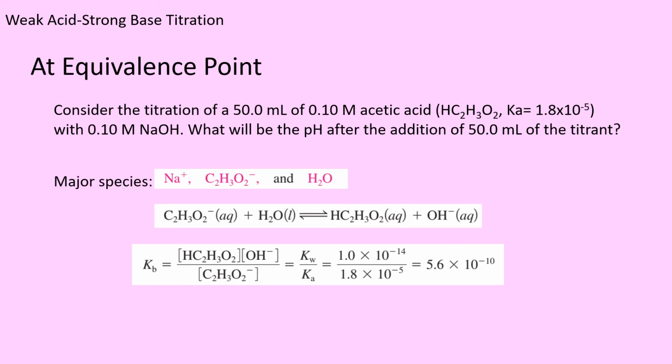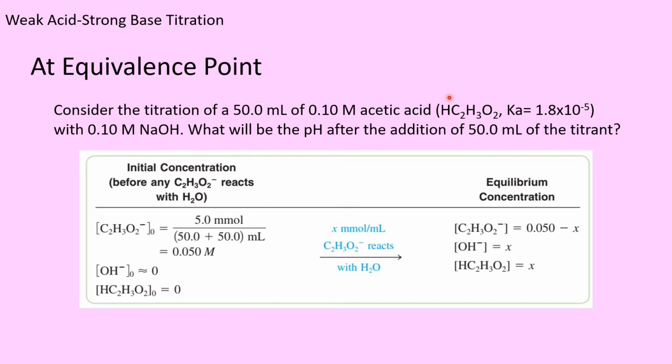At this point, the solution contains the following major species: sodium ions, acetate ion, and water. Note that the acetate ion is actually a base. Therefore, it would want to combine with a proton. Since the weak acid has been completely neutralized, the only source of proton here is water. So the reaction will be as follows. Here we have the reaction between the acetate ion and water to produce acetic acid and hydroxide ion. This is a weak base reaction characterized by Kb, so we will have the following equilibrium constant expression. This is just to show the expression and how the Kb is acquired.